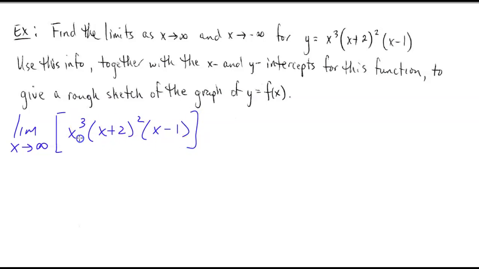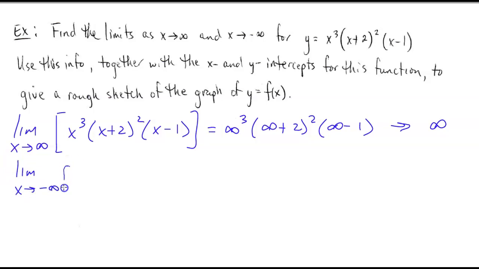then since this is a polynomial already in factored form, there's really not much I can do with it other than just plug in infinity everywhere where I see x. And of course, if I do that, then all of this is just going to approach infinity, because infinity cubed times infinity plus 2 squared times infinity minus 1, still just a whole bunch of infinity. Okay. If we do this as x approaches negative infinity, same kind of thing here.